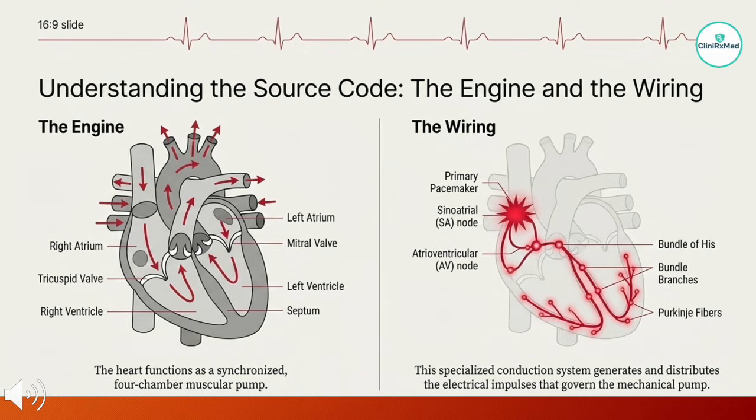To interpret an ECG, you must understand the wiring. The sinoatrial SA node is the primary pacemaker. The signal travels to the atrioventricular AV node, through the bundle of His into the bundle branches, and finally through the Purkinje fibers to trigger the muscular pump.